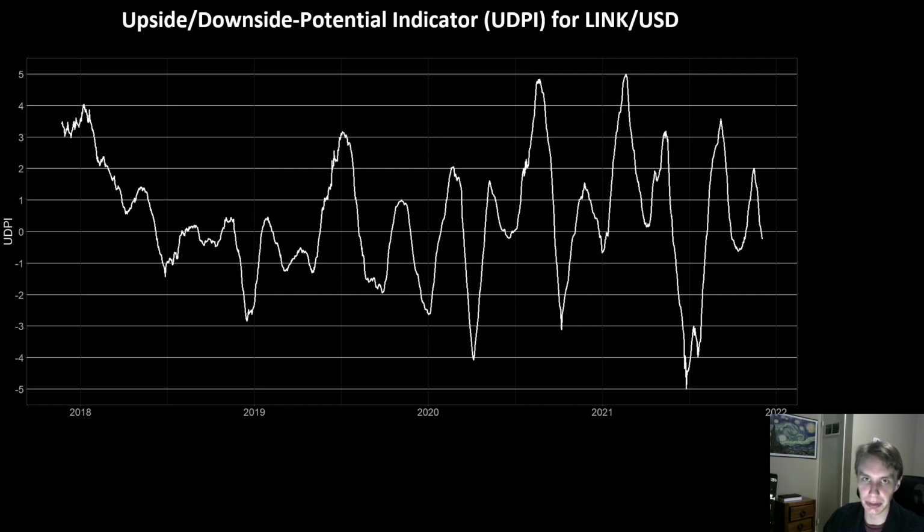I don't think Link's going anywhere. I think it's going to do quite well this market cycle. But just in the short term, it's hard for me to see this as a fantastically amazing buying opportunity at the current risk level. That's just my interpretation. Again, not financial advice, just how I'm interpreting this risk output.